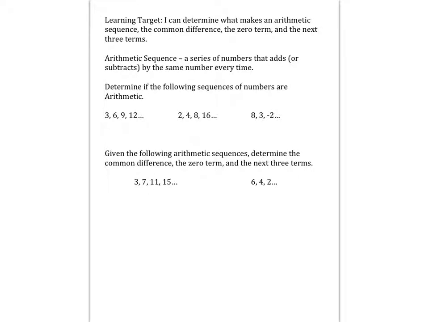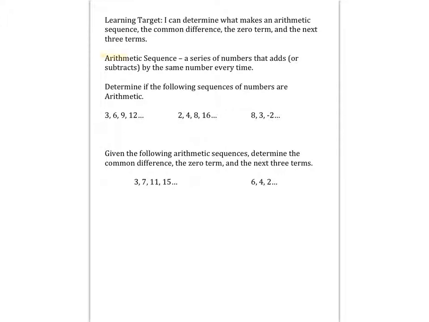Hello, and today's learning target is: I can determine what makes an arithmetic sequence, the common difference, the zero term, and the next three terms. So let's define what an arithmetic sequence is. An arithmetic sequence is a series of numbers that adds or subtracts by the same number every time.